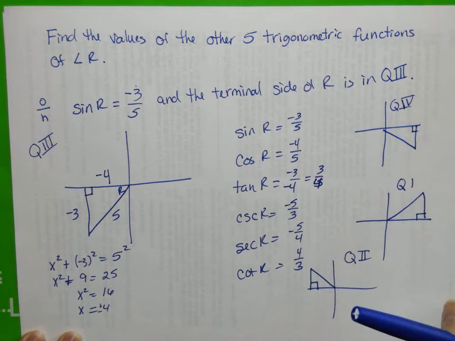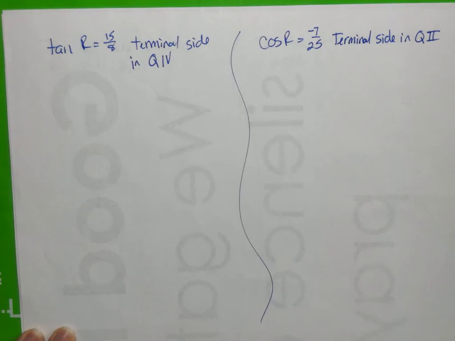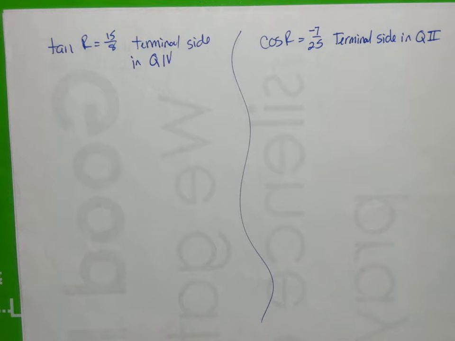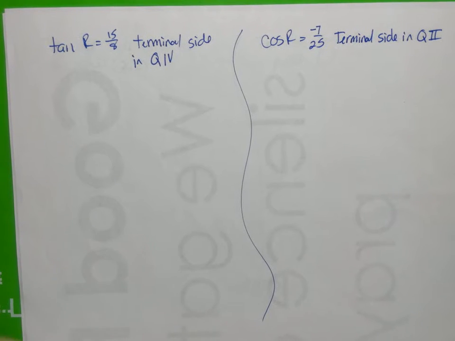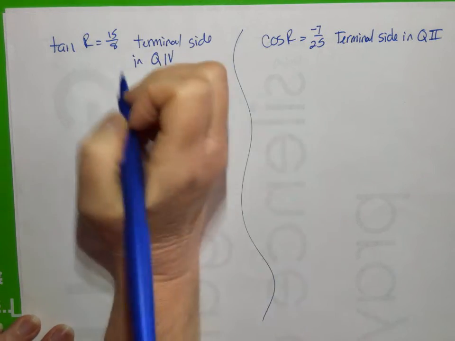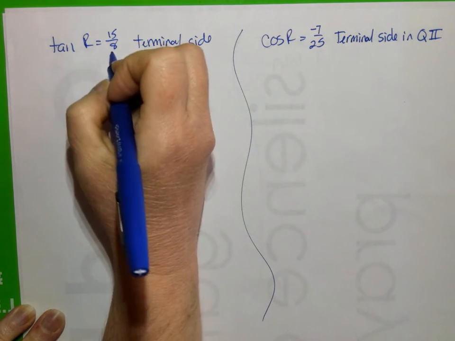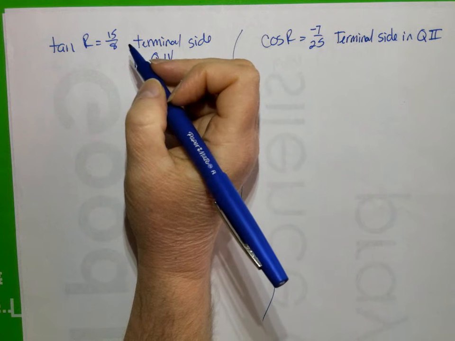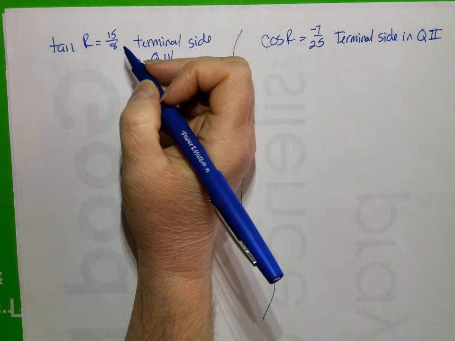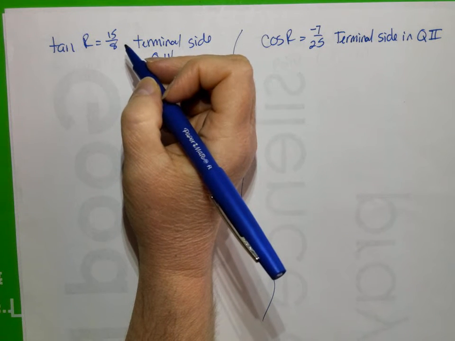All right, so far so good. Well, let's keep going. So I have 2 more like that. So first of all, the tangent is 15/8, and I'm in quadrant 4. That is not correct. Let me fix that here.